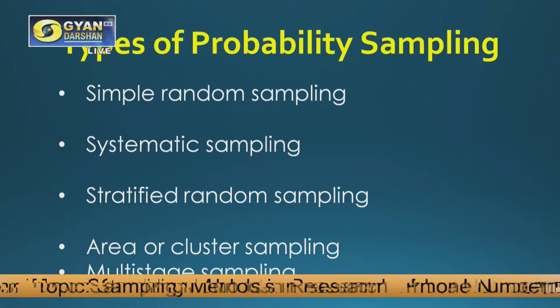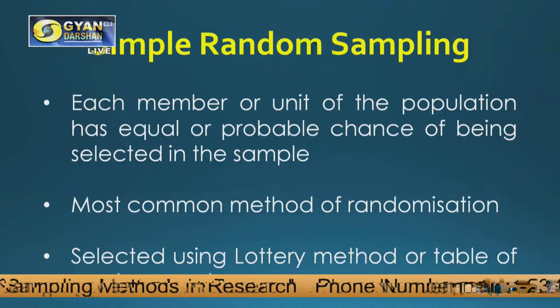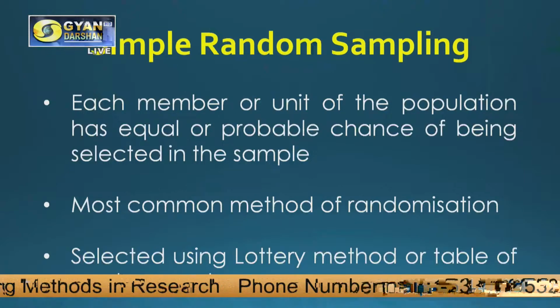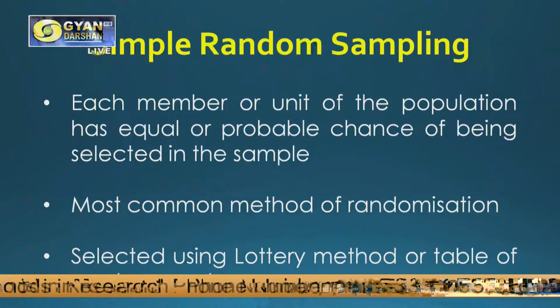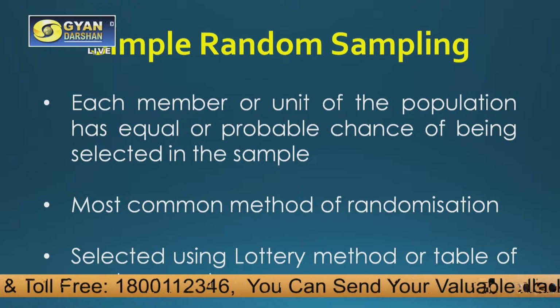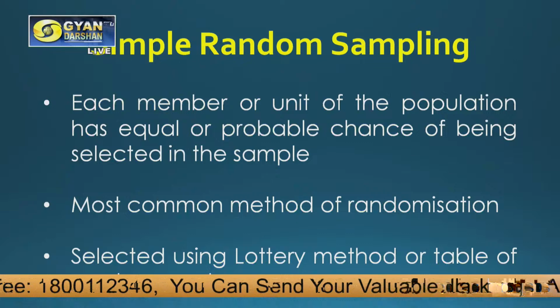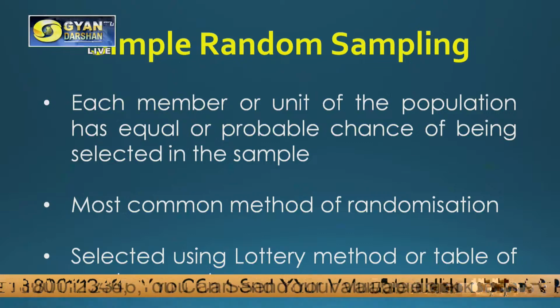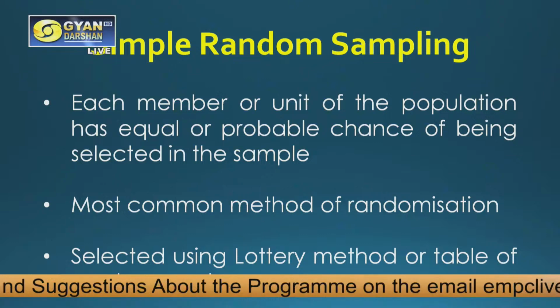Now we will just briefly understand the idea of all these in a very crisp form. The first one was simple random sampling. You should always keep in mind that each individual gets an equal chance of being in the sample. In simple random sampling, each member or unit of the population has an equal or probable chance of being selected in the sample. This is one of the most common methods of randomization.